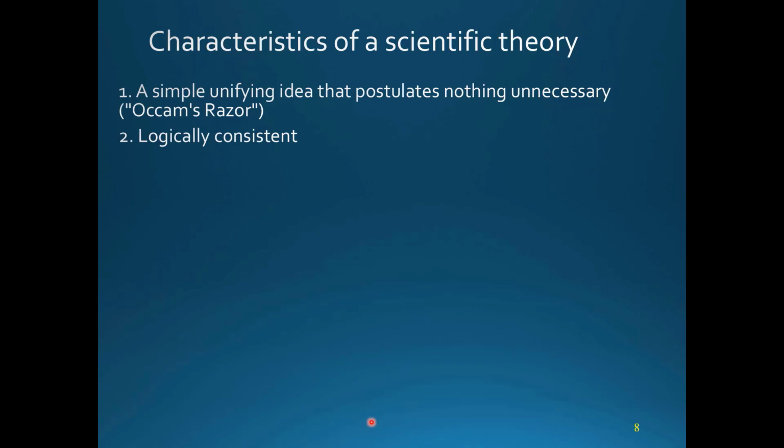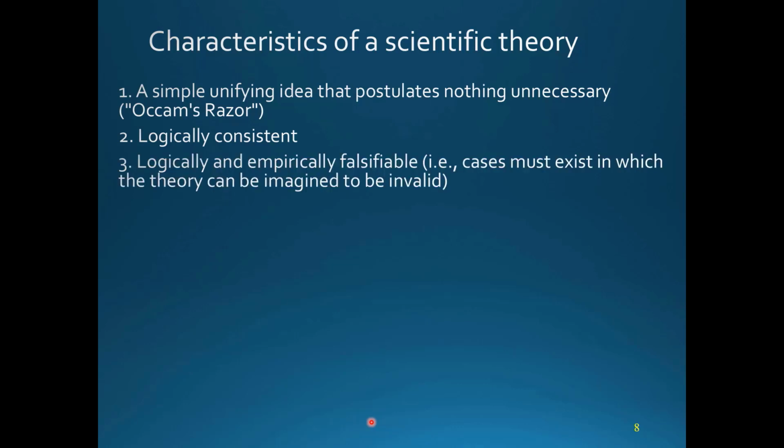All right, it also needs to be logically consistent. So next week our unit on baloney is just basically going to be a unit on detecting logical fallacies and avoiding them as we write good, sound arguments to support our claims. But for right now, just know that a characteristic of a scientific theory is that it needs to be logically consistent. Okay, it needs to make sense, basically.